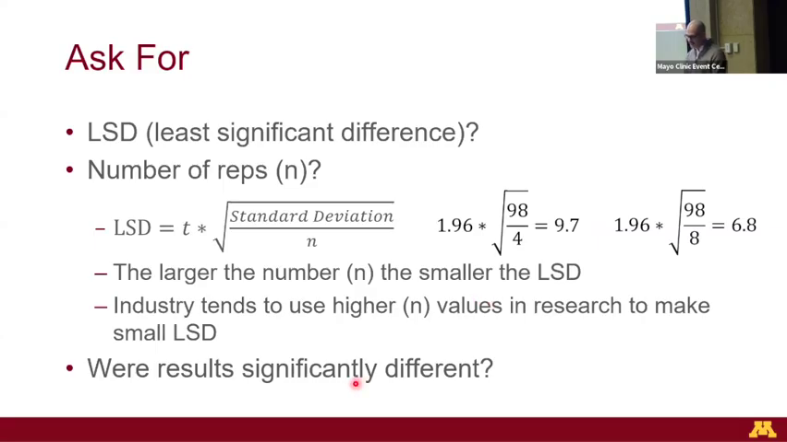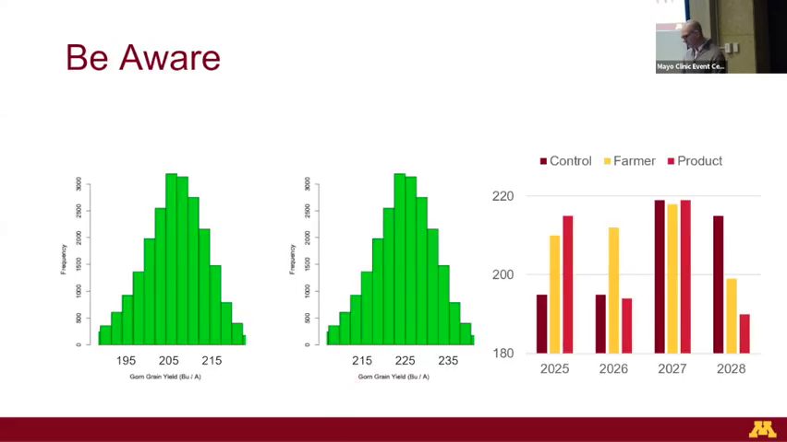And again, just ask, what are these results you're showing me? Is this statistically different or not? Because a lot of times, like I showed you here, they will show you a graph like this and say it was a benefit, but really it's not statistically different, even though numerically they are very different.